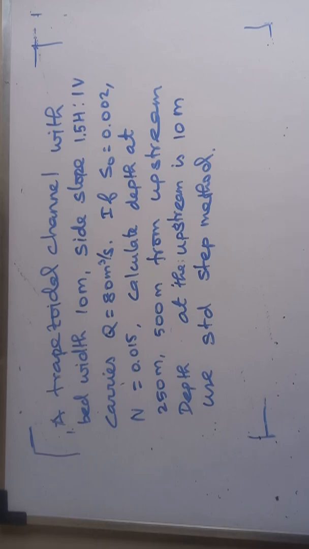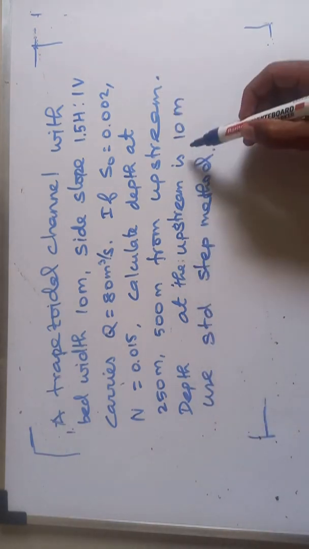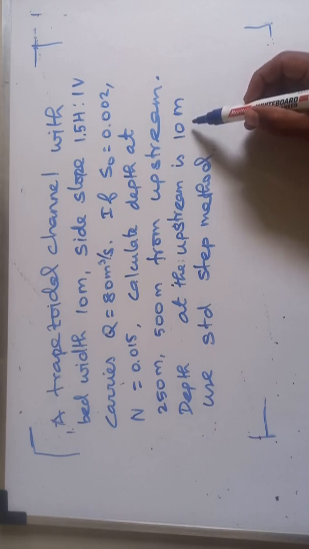Next, see a problem. A trapezoidal channel with a bed width of 10 meter and side slope of 1.5 horizontal to 1 vertical carries a discharge of 80 meter cube per second. If S0, the bed slope, is equal to 0.002 and Manning's coefficient n is equal to 0.015, then calculate the depth at 250 meter and 500 meter from the upstream side. Depth at upstream is given as 10 meter.